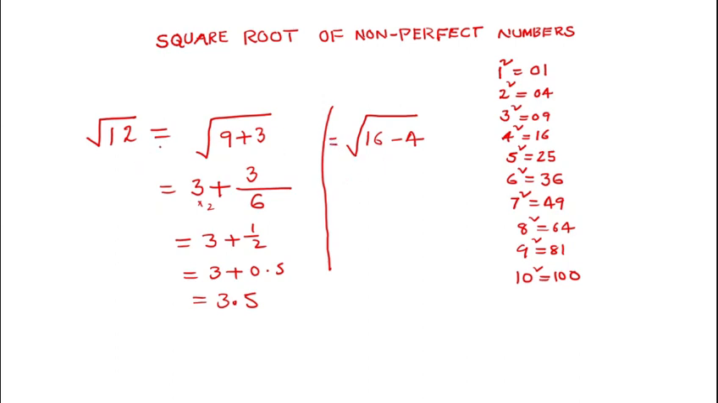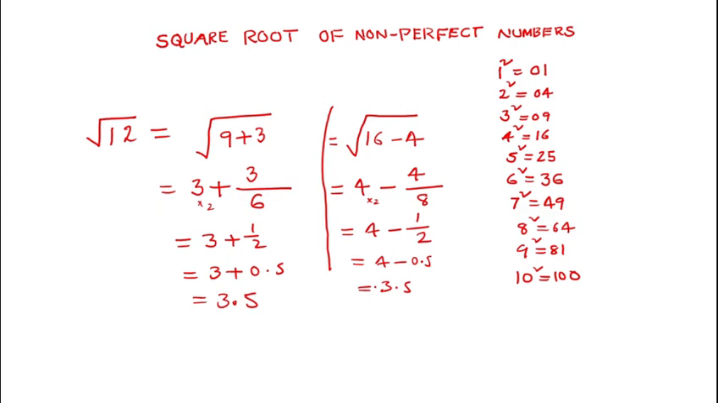This same square root of 12 can be written as 16 minus 4. Square root of 16 is 4, minus, write the 4 as it is, divided by double of this 4, which is 8. If you solve it, it becomes 4 minus 4 by 8, which is 1 by 2 again, so 4 minus 0.5, and finally you will get the answer 3.5.